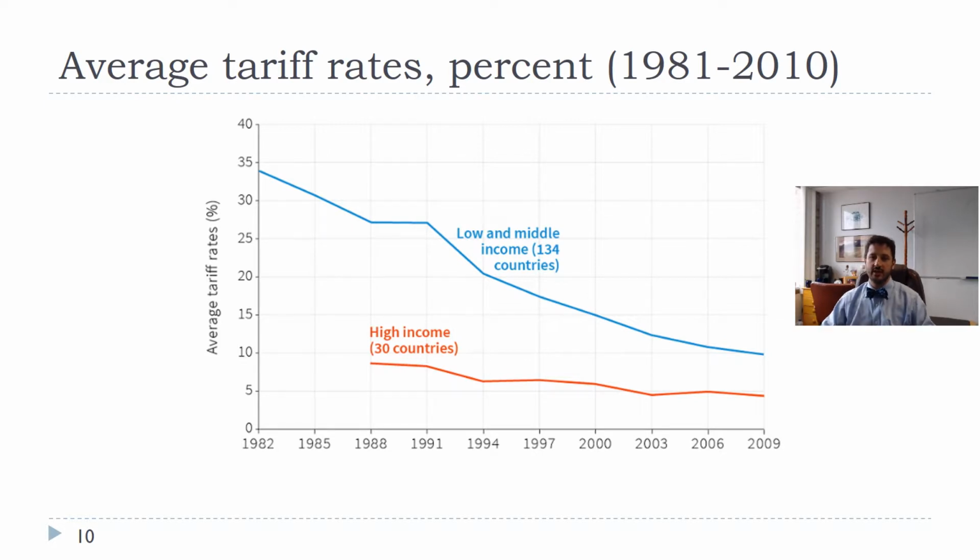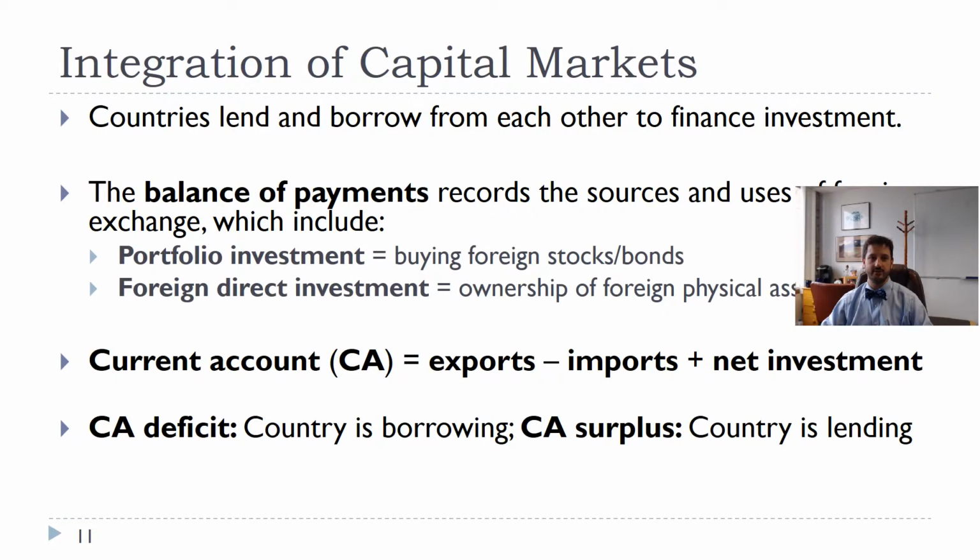You can see that in high-income countries like the United States, the average tariff is a little less than 5%. The average tariff in low and middle income countries is more like 10%, but that's a lot lower than it was just 30, 35 years ago, where it was over 30%. So that's another measure of how globalization has increased over the last 35 years.